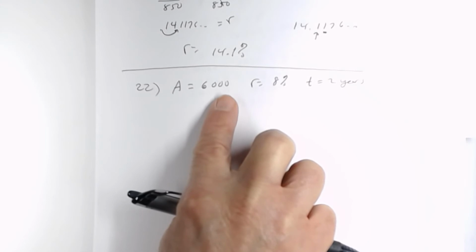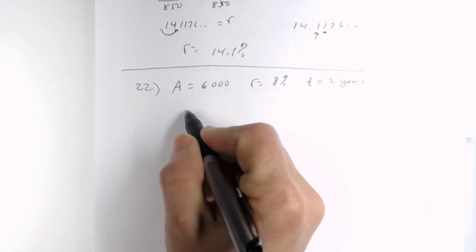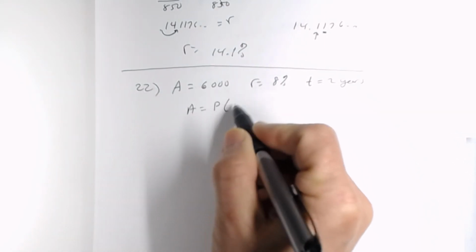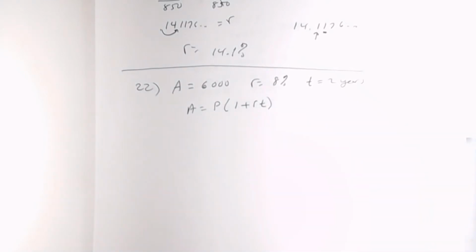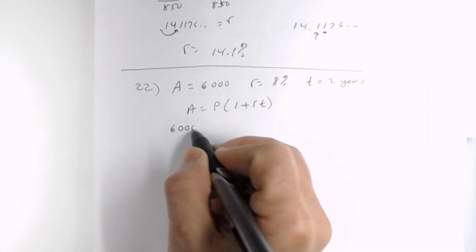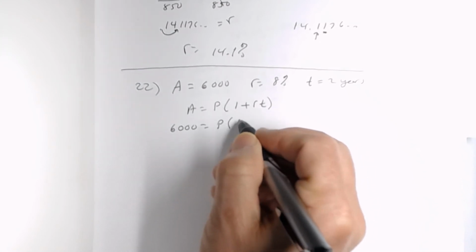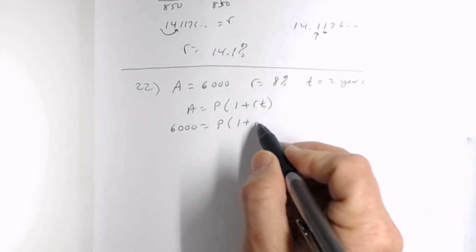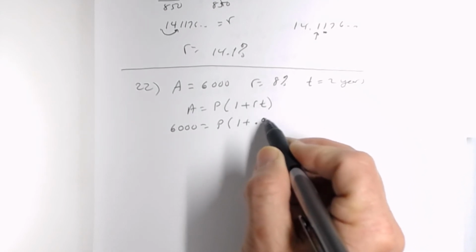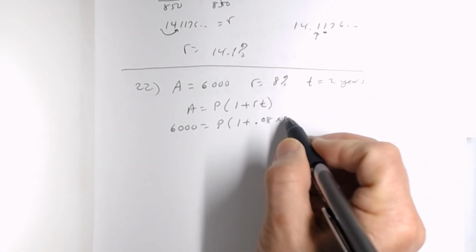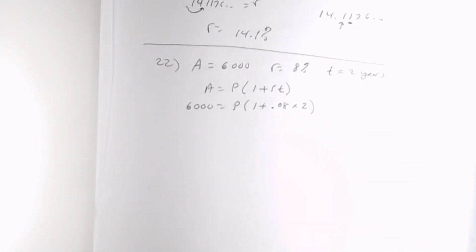All right, now let's go ahead and think about this in terms of the formula. Let's do that first. So remember, the future value formula is A equals P times (1 plus RT). All right, so that's the future value formula. And remember, you know what A is. What's A in this case? 6,000. You don't know P, that's what you're trying to find. So I'm going to leave it as P times (1 plus R). What's R in this case? 0.08 times T. What's T in this case? 2. So that's where I'm at. Okay? Don't make this thing difficult.